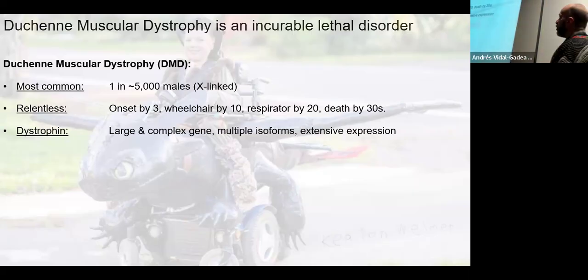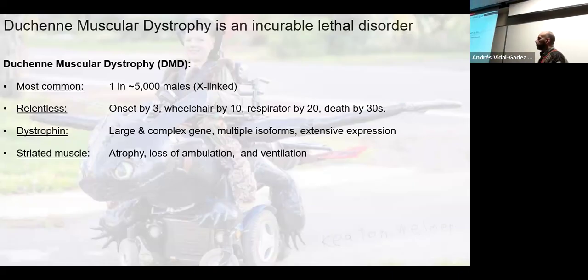So the gene itself is huge. It's the second largest gene, 250,000 bases. Most genes are 10,000 or something like that. It's a complex gene. It has many isoforms. This means that the same gene can give rise to many different versions of the protein, and they are expressed in different tissues. And we'll talk about that a little bit, which complicates the matter more in terms of the disease.